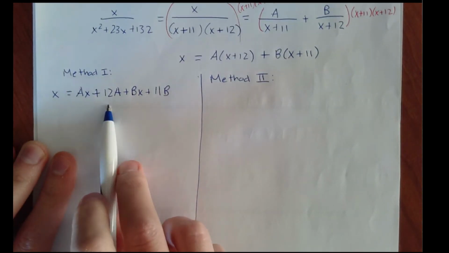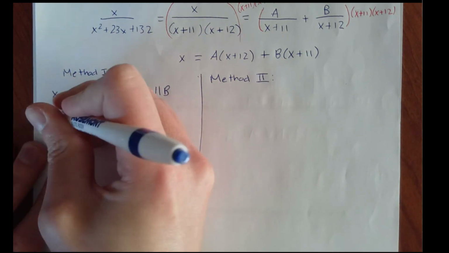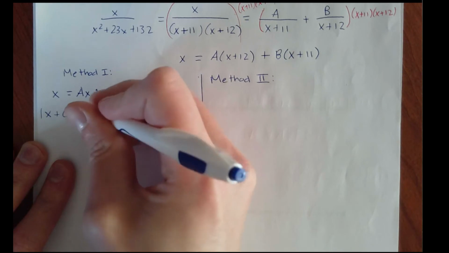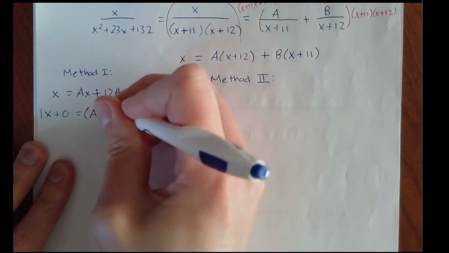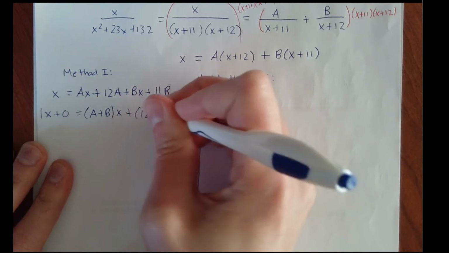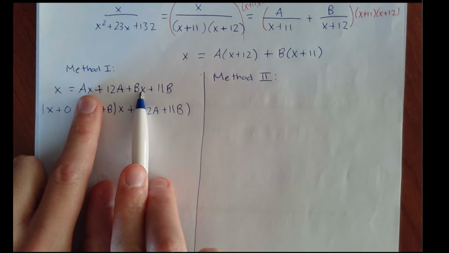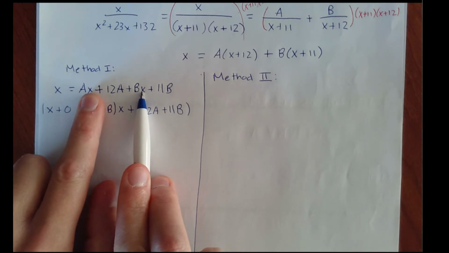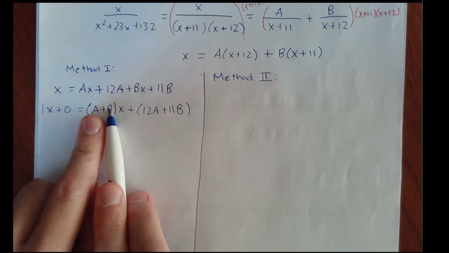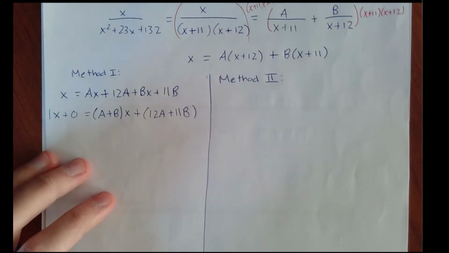And then combine like terms. On this side we have 1x plus 0 equals, and on this side we have a plus b times x plus the constants 12a plus 11b. What I did was combine like terms here. We have two terms involving x, so if I factor out the x and add those, that's the same as a plus b times x, and then I just grouped the constants together, 12a plus 11b.